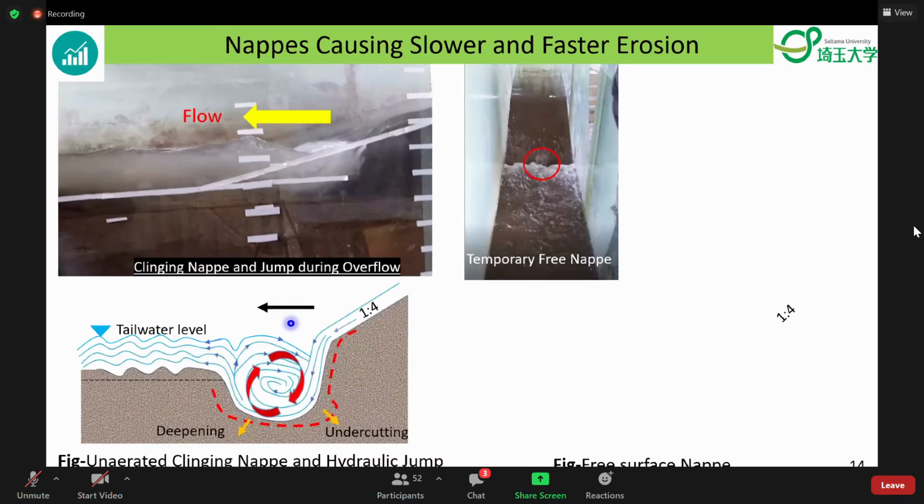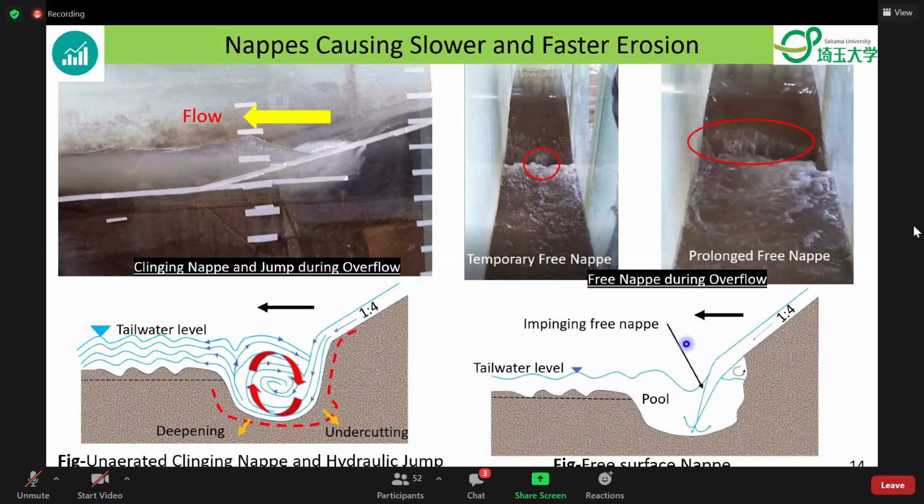As mentioned earlier, the mass wasting phenomenon is caused by the cleansing nappe and hydraulic jump, which cause undercutting, and that leads to the mass wasting. Just after mass wasting, a free nappe forms and immediately converts into the cleansing nappe. In the second stage, a free nappe forms, which impedes the large pool and stops the mass wasting, and thus the speed gets reduced.